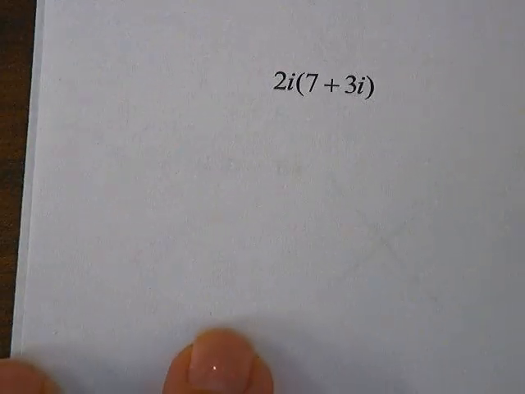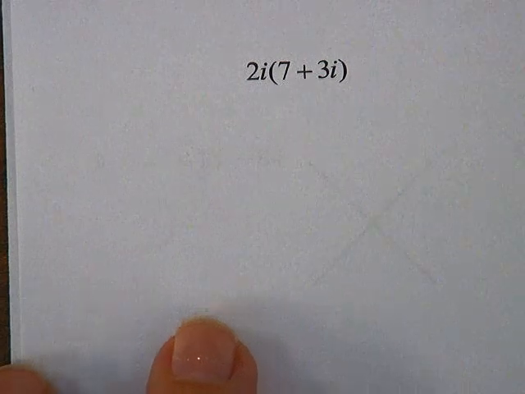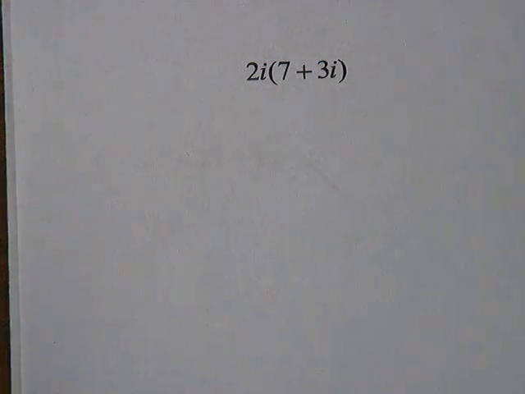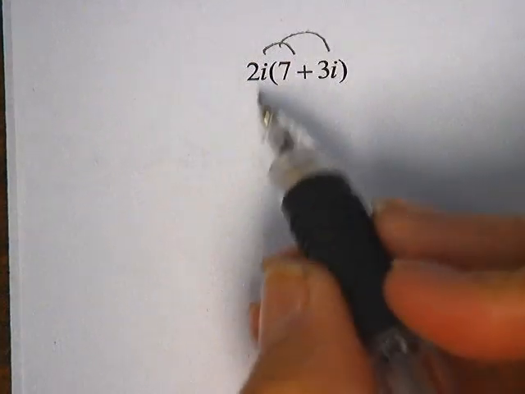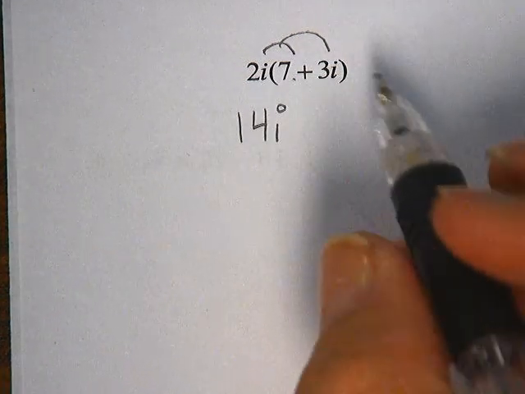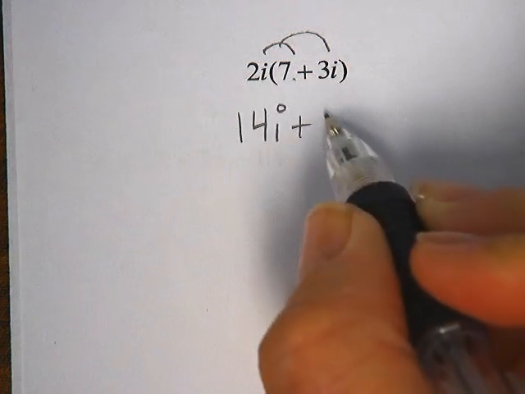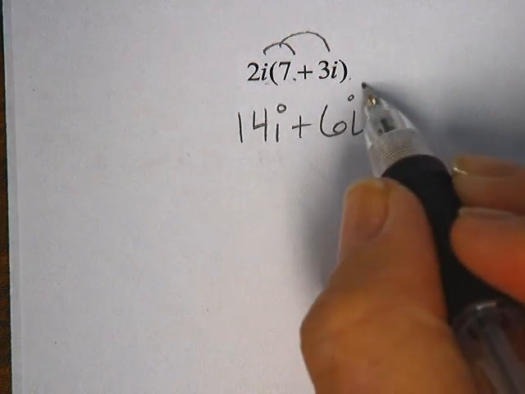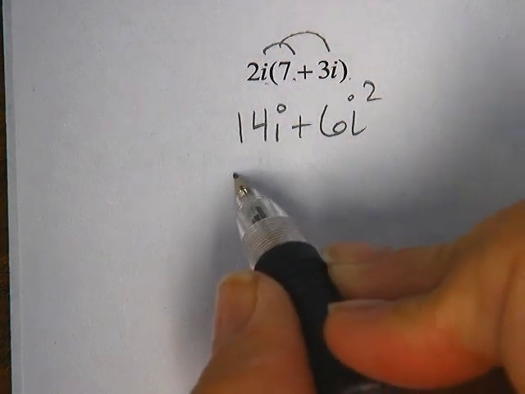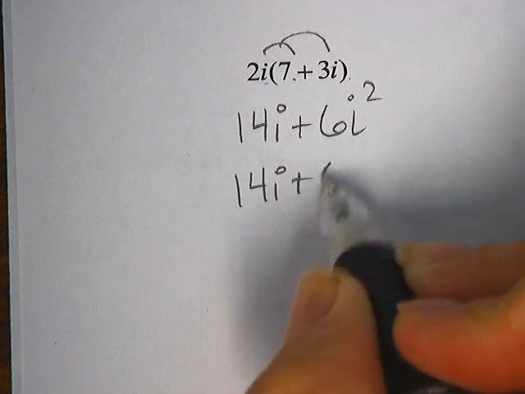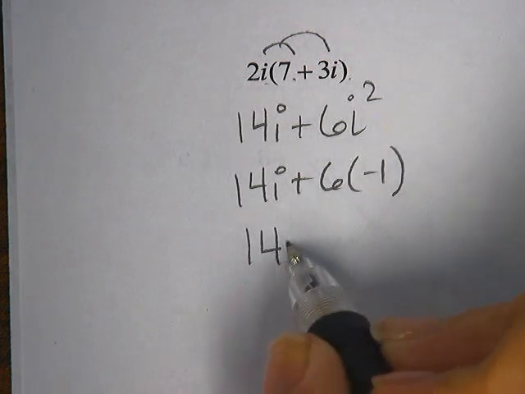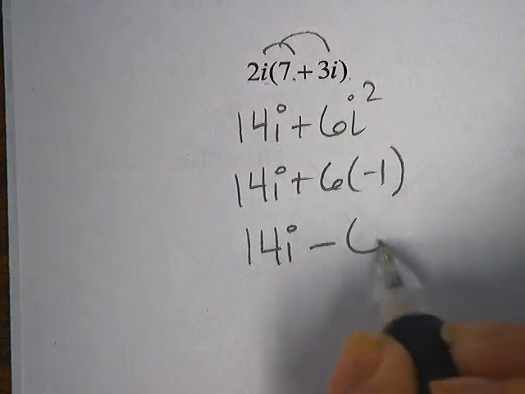Okay, let's come down to the last row. Here we've got 2i times (7 plus 3i). And here we're going to distribute the 2i to both terms. So 2i times 7 gives us 14i. 2i times 3i gives us 2 times 3 is 6, and i times i is i squared. Now remember, we can't leave an i squared in here. We've got to replace it with negative 1. So we're going to have 14i plus 6 times a negative 1. So we'll rewrite this as 14i, and 6 times negative 1 is negative 6.